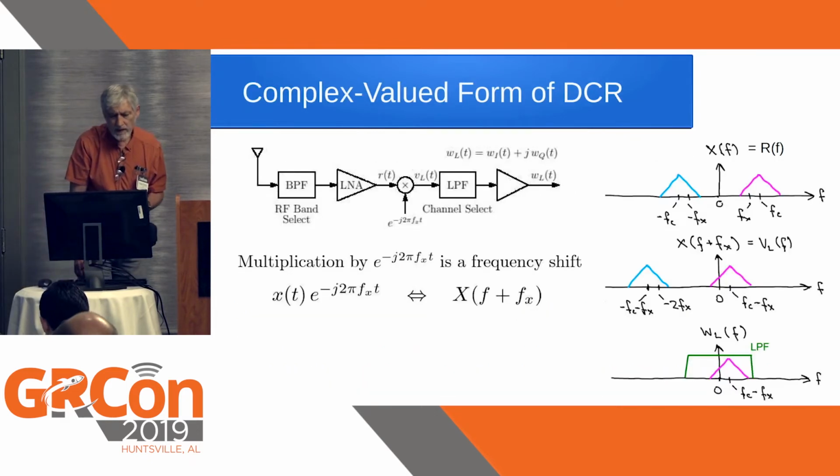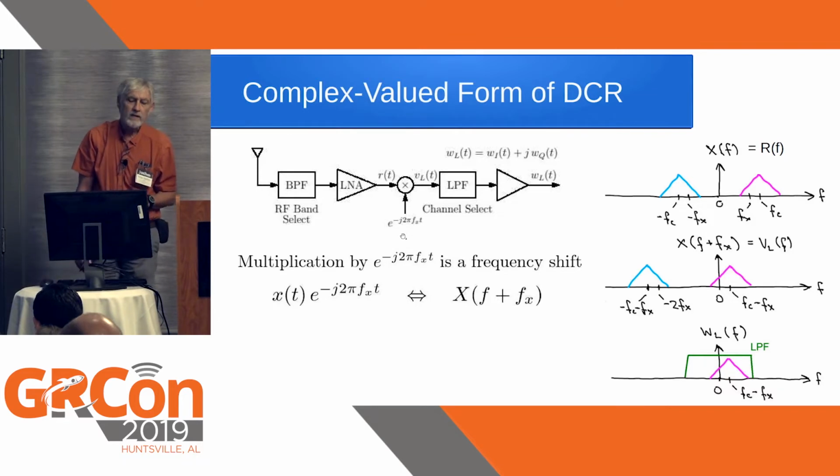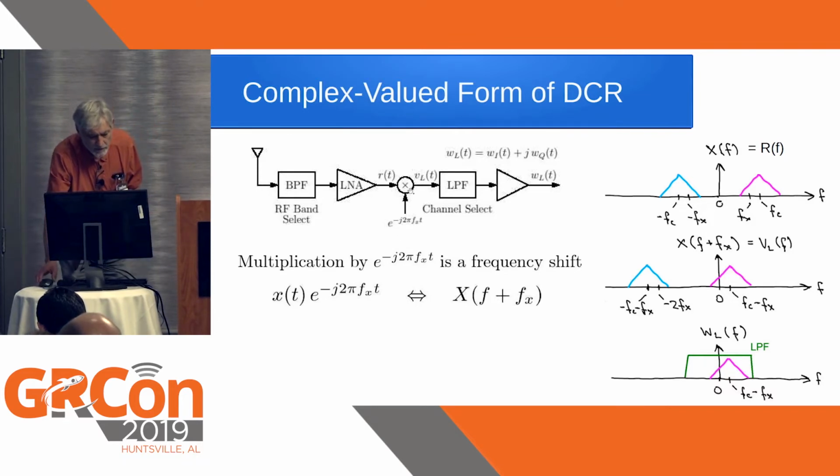Okay, here's the complex valued form of the direct conversion receiver. Instead of using sine and cosine separately, you just simply multiply by the complex exponential, e to the minus j 2 pi f_x, and using the Fourier transform relation for frequency shift, that brings it down to baseband.